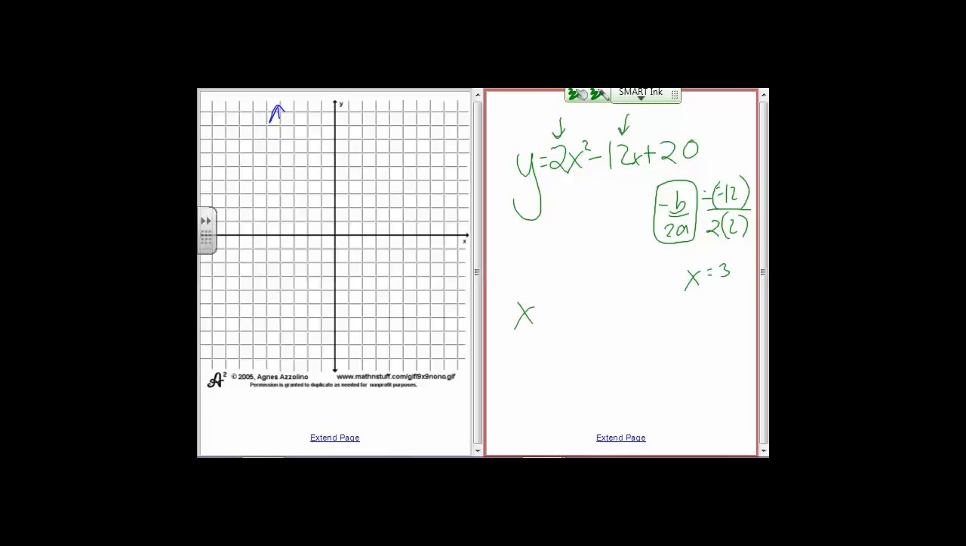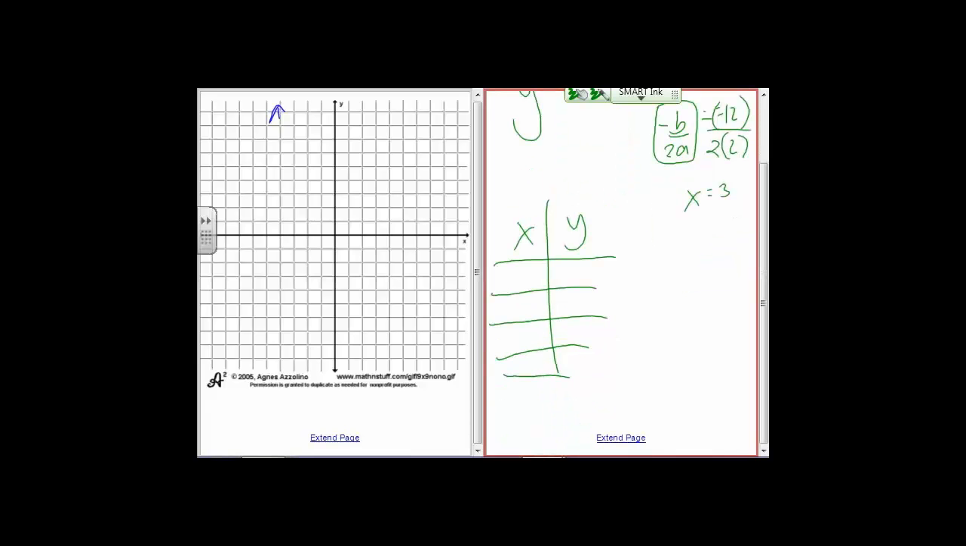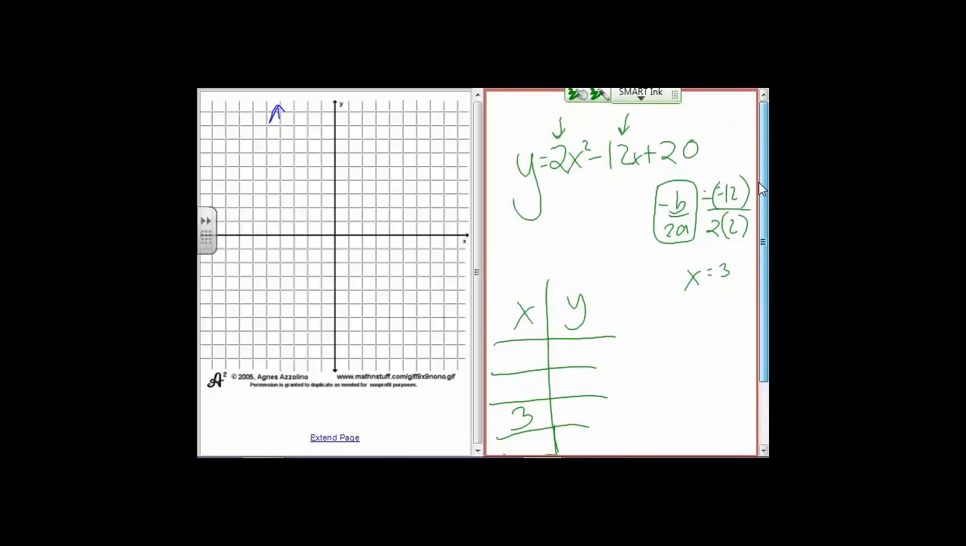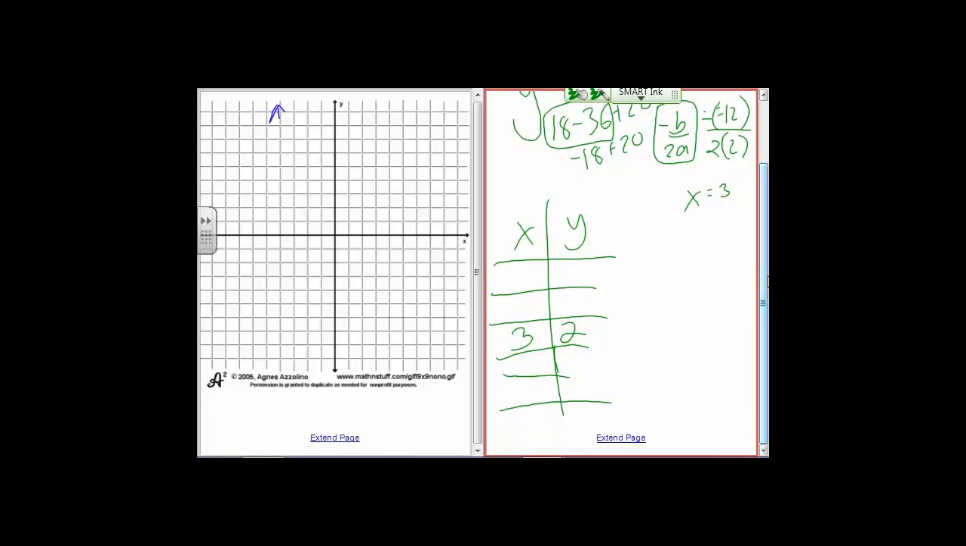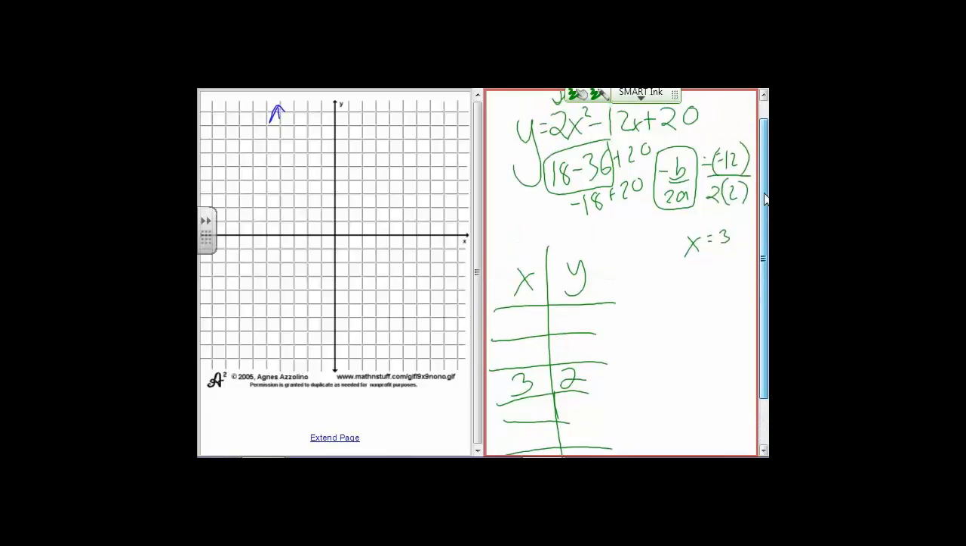So if I have a table, how many points do I like for a parabola? 5. Exactly. So I'm going to put in a 3 here and plug that in. 3 squared gives me 9. 9 times 2 gives me 18. 18 minus 3 times 12, which is 36, plus 20. Put these together and negative 18 plus 20 gives you 2, and that's what goes right here. So that's going to be my vertex.